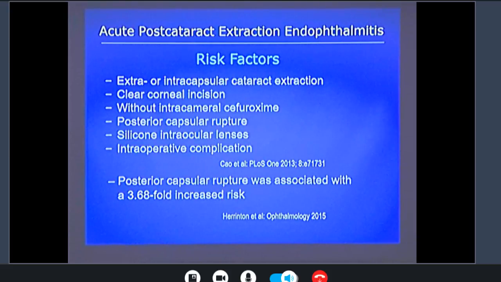Posterior capsular rupture, again, the same finding. Silicone intraocular lenses, intraoperative complication. This study also showed that posterior capsular rupture was associated with 3.6-fold increased risk. So now, for everyone, now it's clear what are the risk factors for endophthalmitis after cataract surgery. If we know the risk factors, then we need to avoid it.